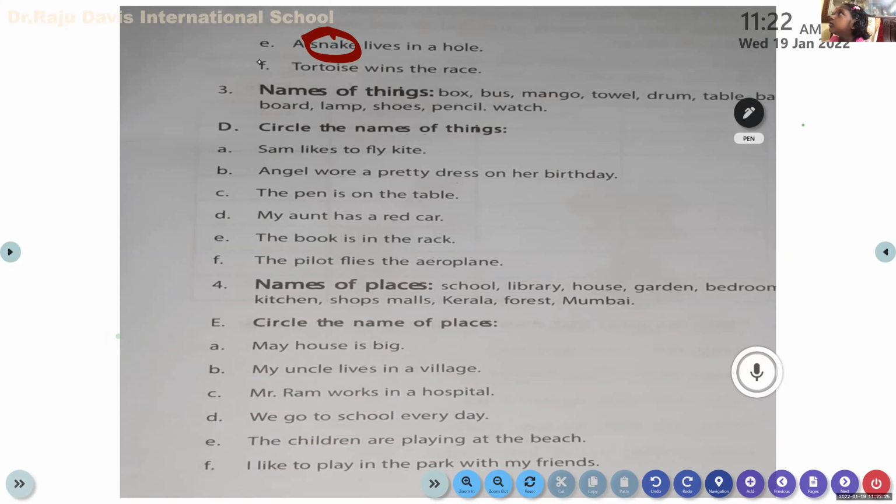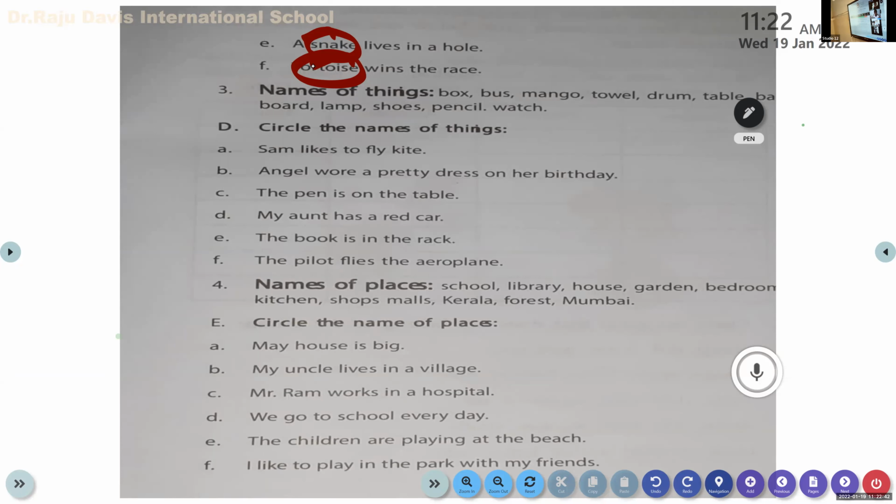The race. Yes, the tortoise wins the race. Tortoise, very good. Okay. So, Akshat, come on. Let's move on to the next exercise. That is exercise D. Circle the names of things.